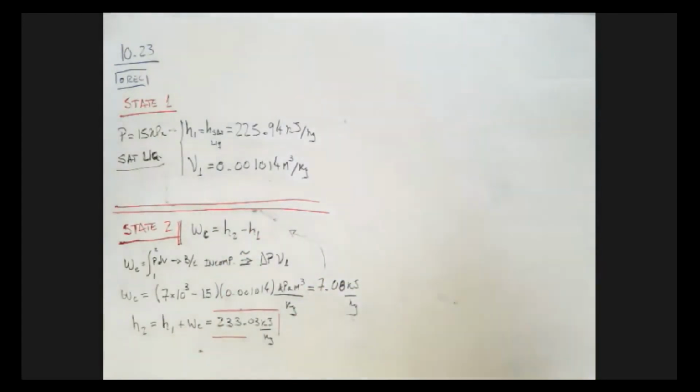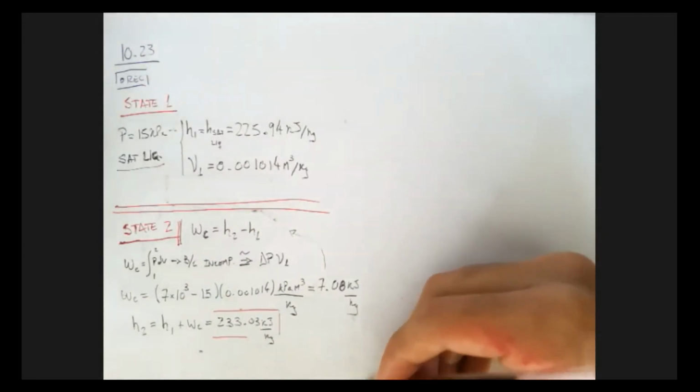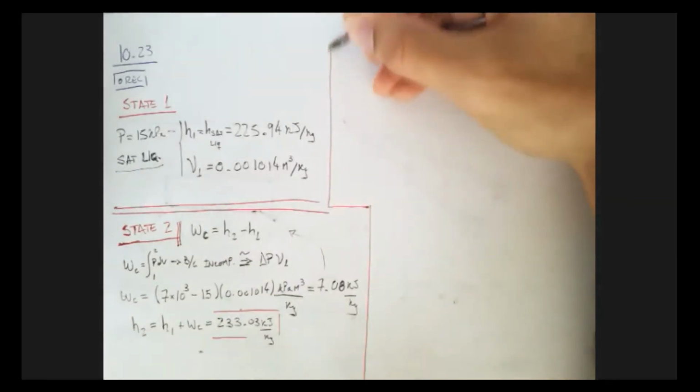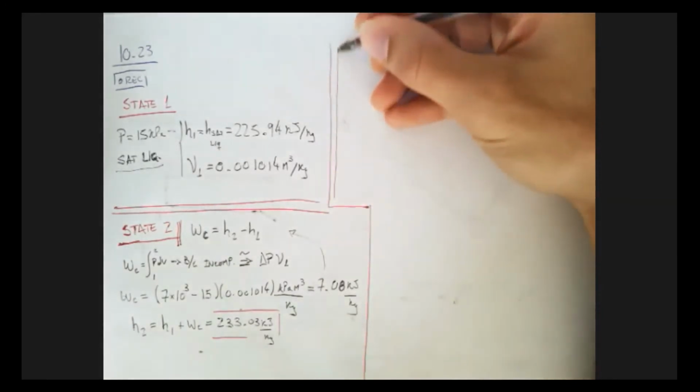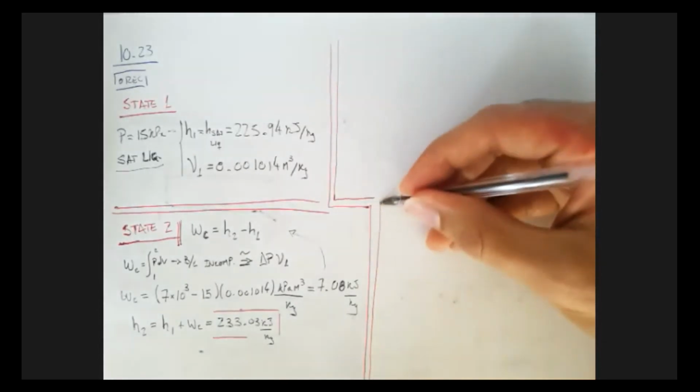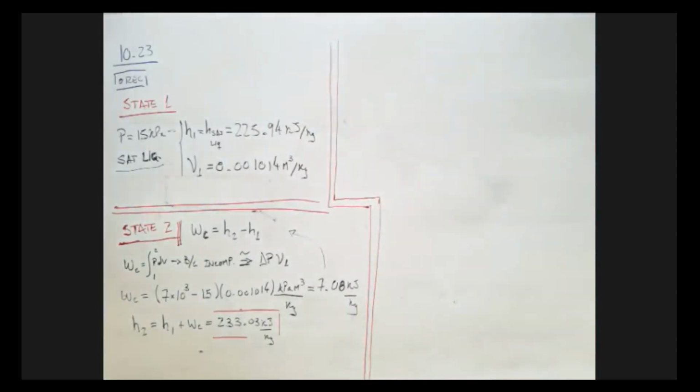All right, this is different because we never did this before, but from now on, this is what we're going to do to go from state 1 to state 2, because of this property of water, this little change in volume. Now that we have state 1 and state 2 defined, we can move into state 3.